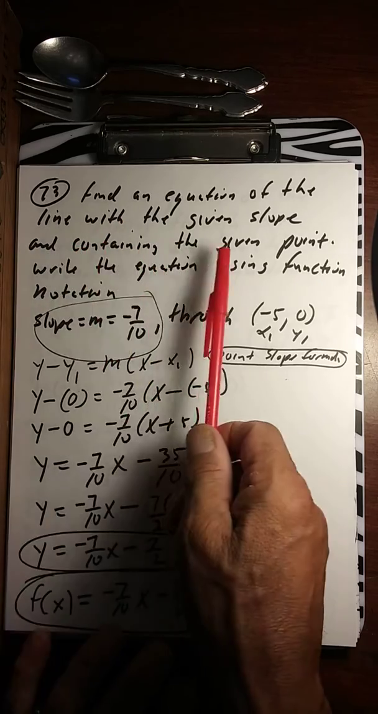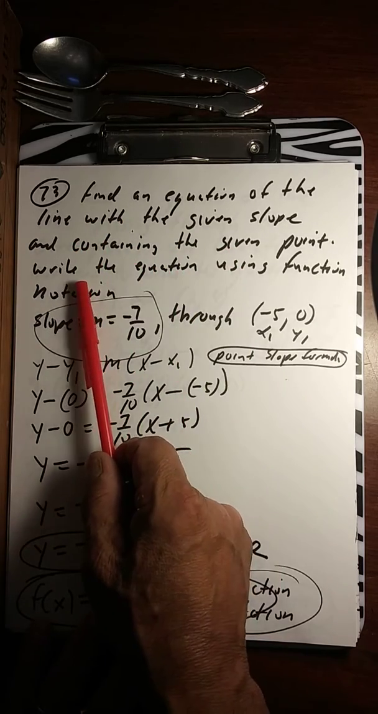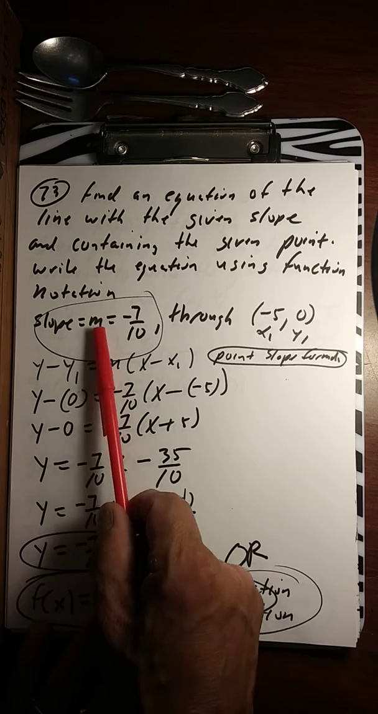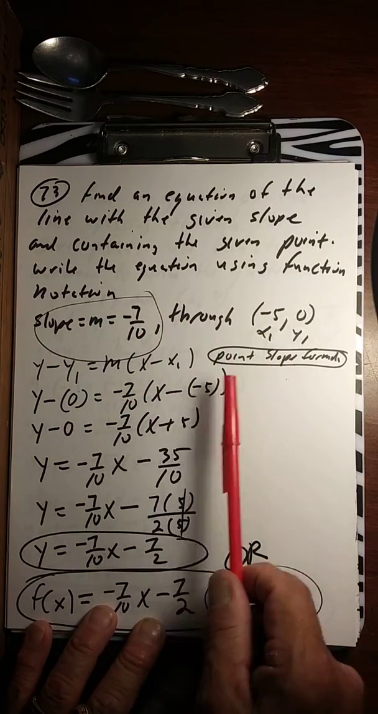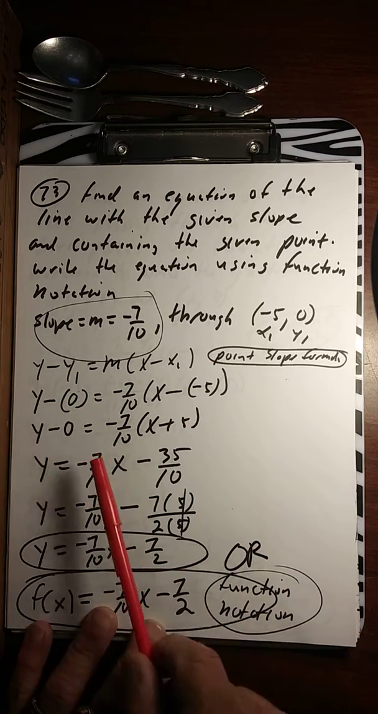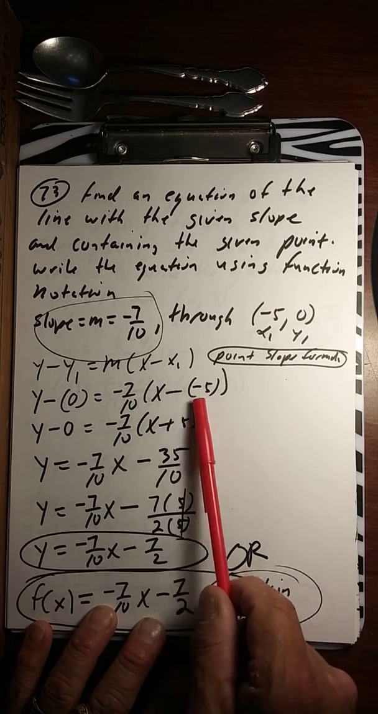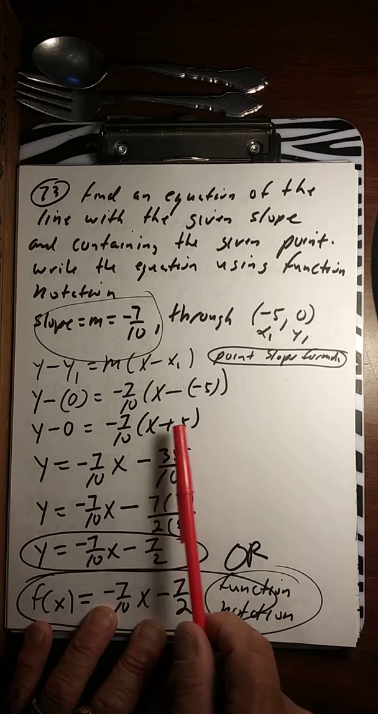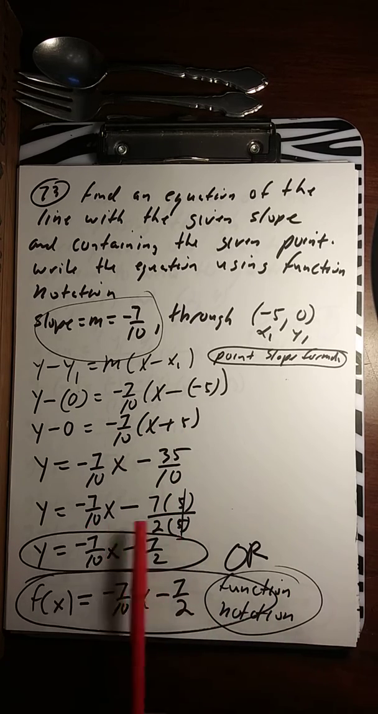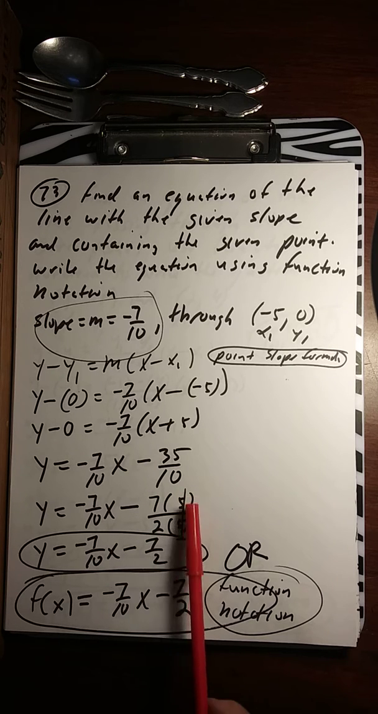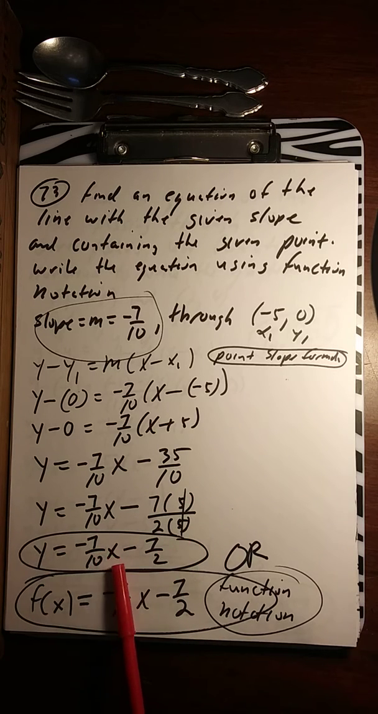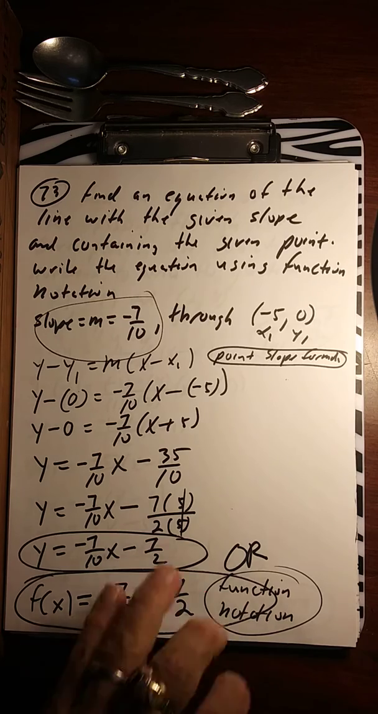Find the equation of the line with the given slope containing the given point. Write the equation using function notation. So slope and point, put them in there: negative 7 over 10 times x minus x1, and then y minus 0. That's going to be y. Negative times negative turns out positive. So factor this out: 7 times that, 2 times 5. These cancel, so y equals negative 7 over 10 times x minus 7 over 2, or in function notation, f of x equals negative 7 over 10 times x minus 7 over 2.